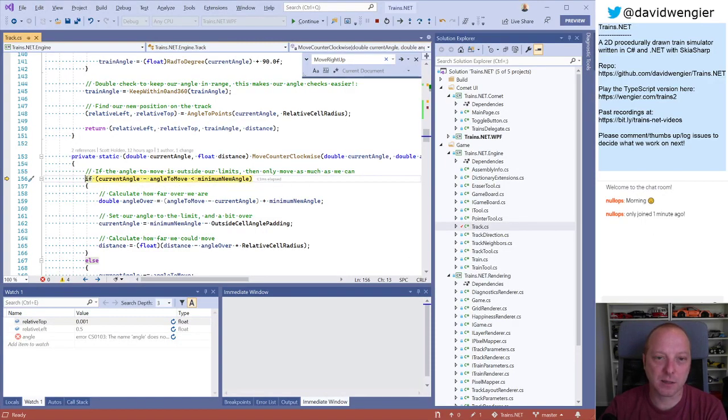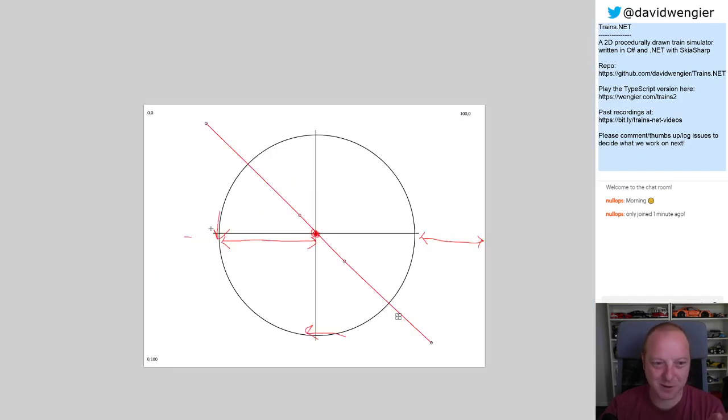So our minimum new angle. Okay, so this is where it gets super confusing, is the two angles in play. One is the train angle, which is 90, which means the train is straight up and down. But then the other angle is if we have a train and we draw a line from the train to the middle of the circle, it's this angle or this angle. Not easily. Let's give it a colour.